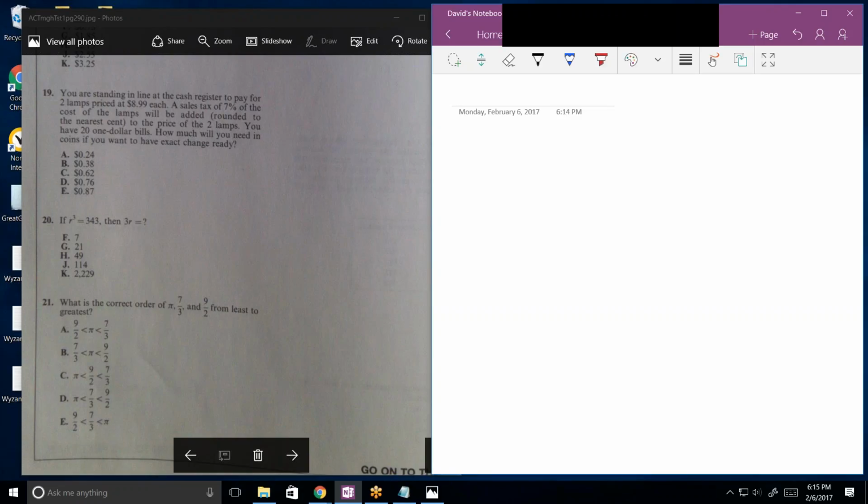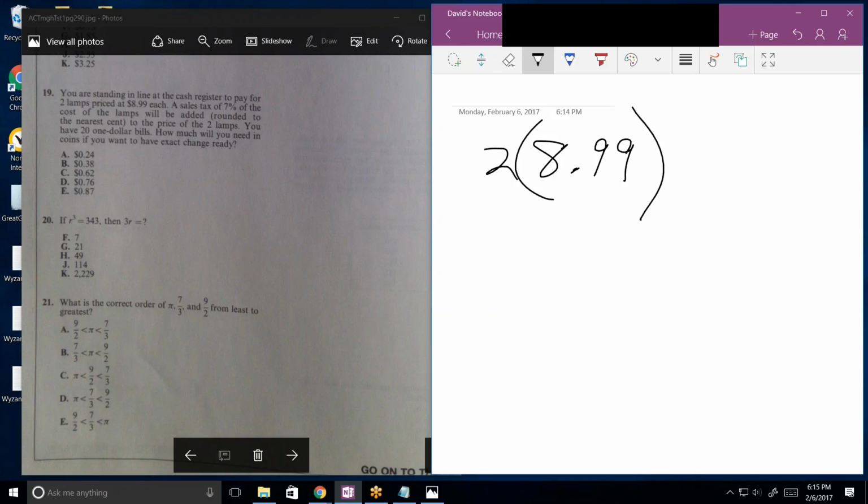You have $21 bills. Okay, let me help you through this a little bit. What's the quickest way to figure out the cost of the two lamps? Just add $8.99 plus $8.99. Oh, with the 7% sales tax. Add $8.99 times 2, multiplied by 0.07.